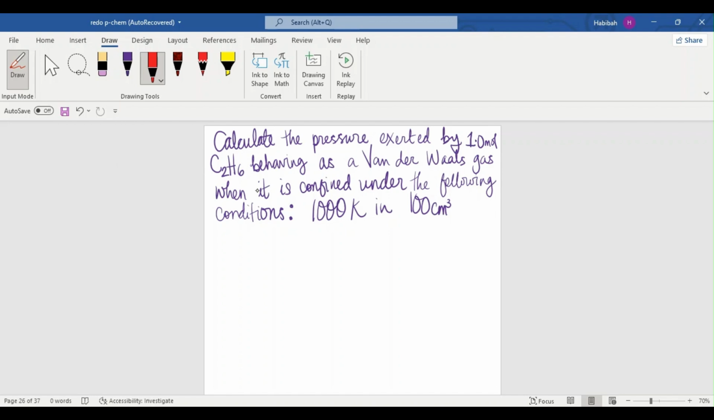So the first thing we have to note is that we've been told that we're dealing with a van der Waals gas. And whenever you're dealing with a van der Waals gas, we're not going to use the perfect gas equation. So the first thing we have to do is to write out the parameters. We're told the number of moles is 1.0 mole, the temperature is 1000 Kelvin, and the volume is 100 centimeter cube. So we're told to determine the value for pressure.